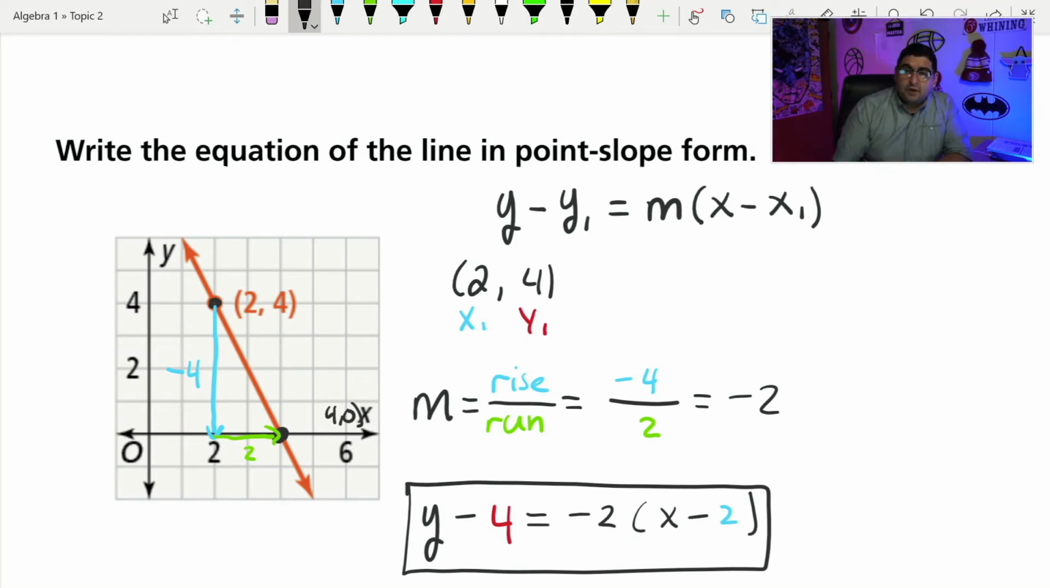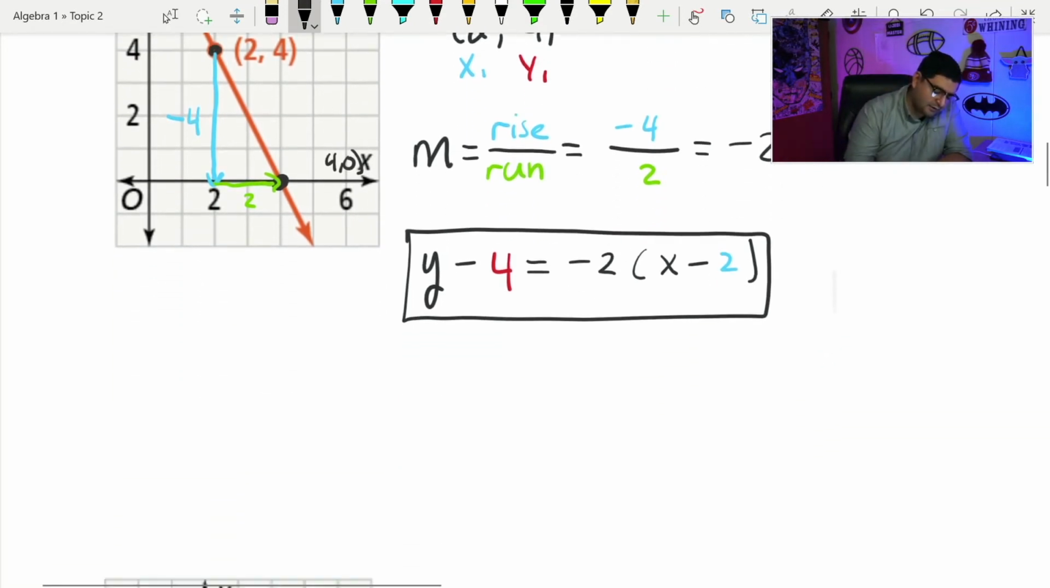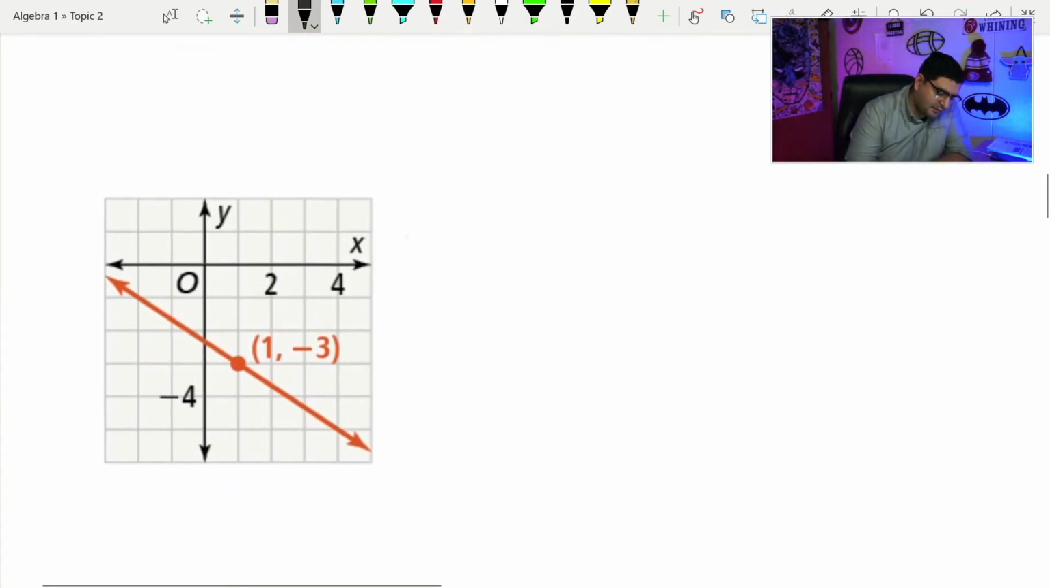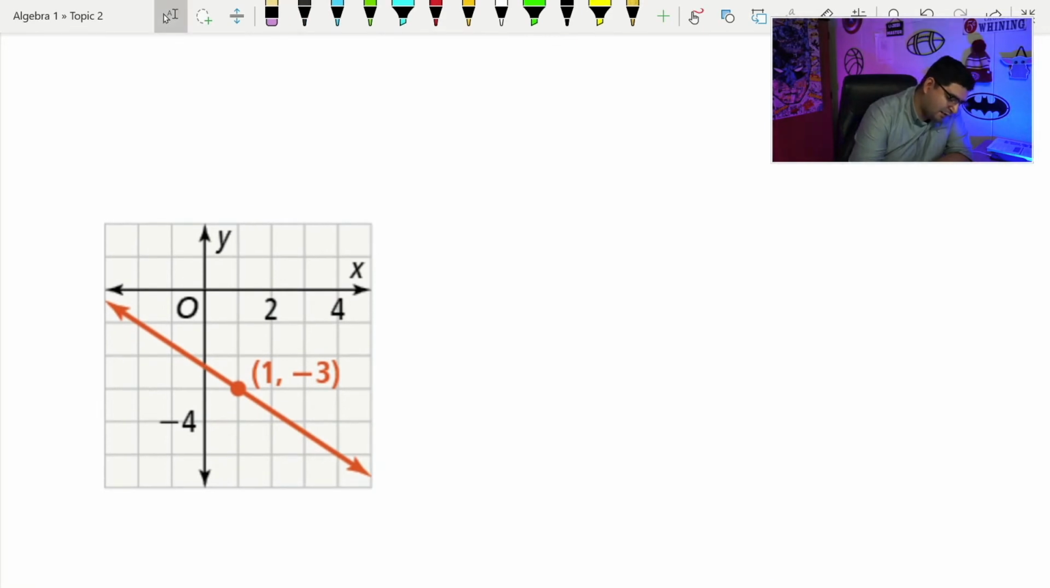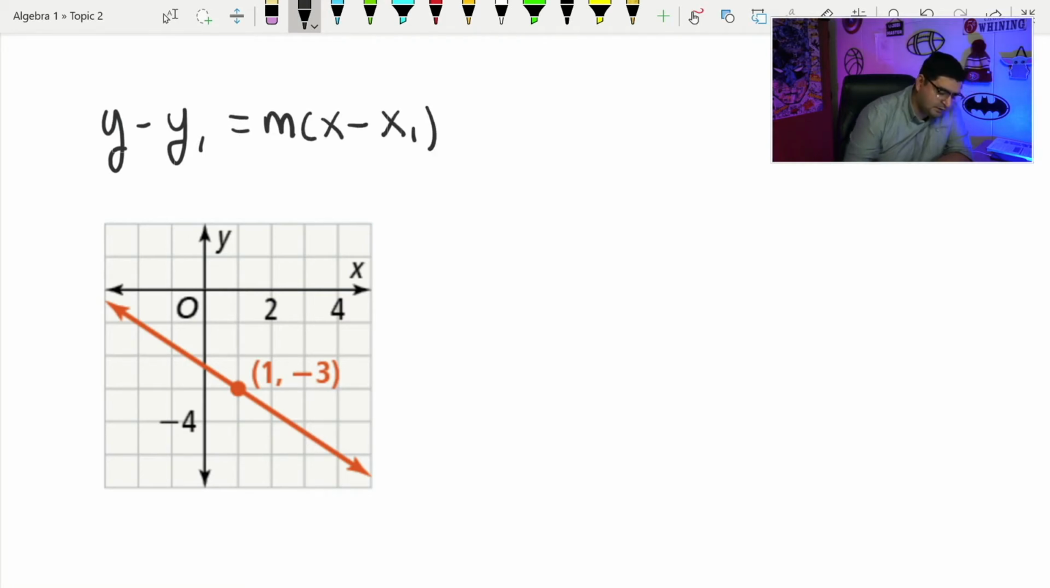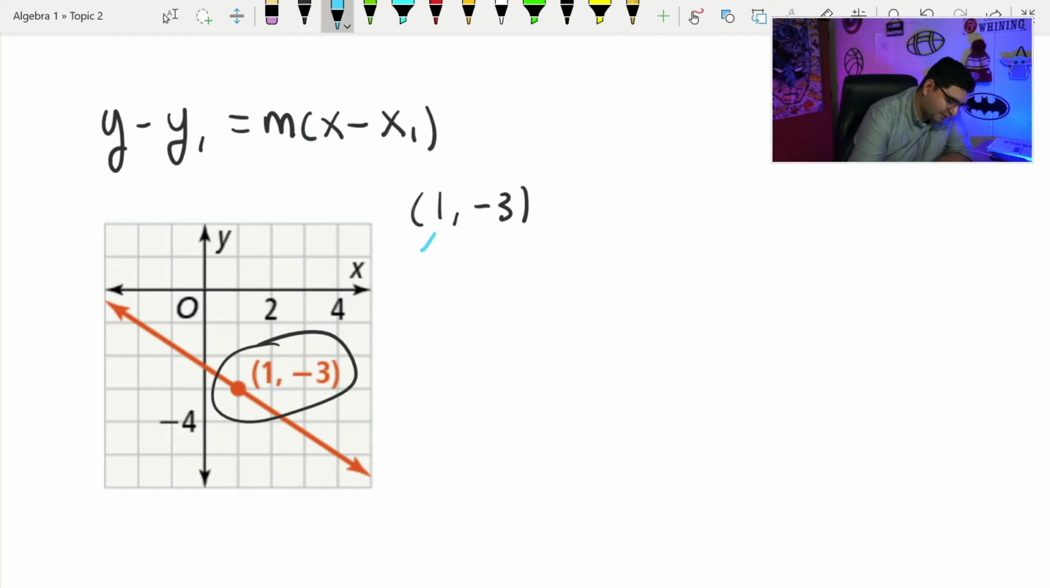Let's go ahead and look at one more example of this. Here I have another graph. Again, just for reference, I'll write my equation up here. y minus y1 equals m times x minus x1. And again, we're looking for 2 things. As always, I'm just going to use the point that they give me. They gave me the point (1, -3). So I'm going to use that as my x1 and y1, where x1 is going to be 1 and y1 will be -3.